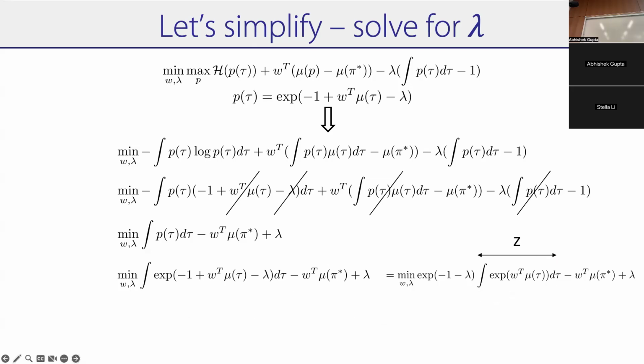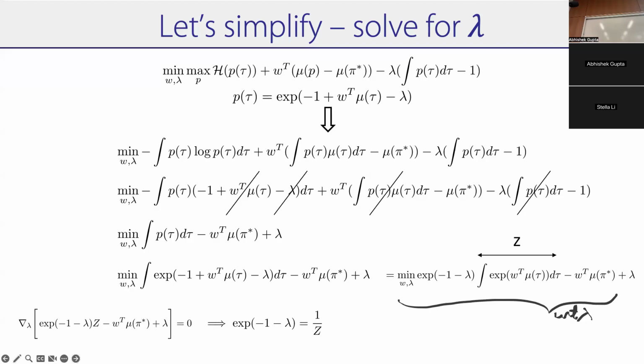And now we're just going to solve this whole thing with respect to lambda. So we're just going to take the gradient of this thing with respect to lambda and set it to 0. What that results in is x minus 1 minus lambda is equal to 1 over z. You can just take the gradient of this thing, set it to 0, and you will get this.